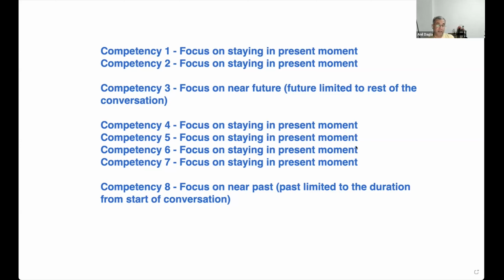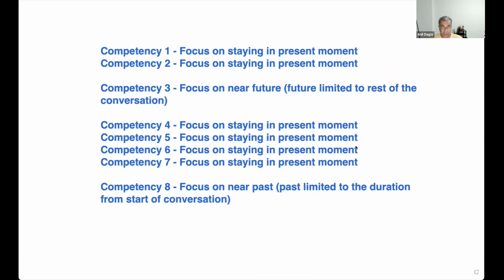If you were to look at all the 8 competencies, competency 1, 2, 4, 5, 6, and 7 will be achieved by focusing on staying in the present moment. Competency 3, if you see, the 4 markers are focused on the future. Future not as in very far future, future limited to the rest of the conversation. What do you want as an outcome at the end of the conversation? So that's the limit. So competency 3 is where the attention in terms of time shifts to future.